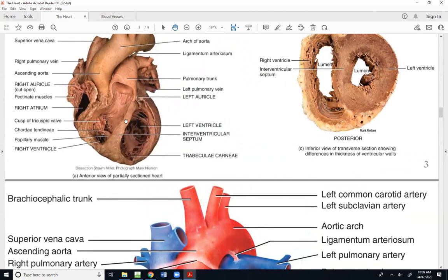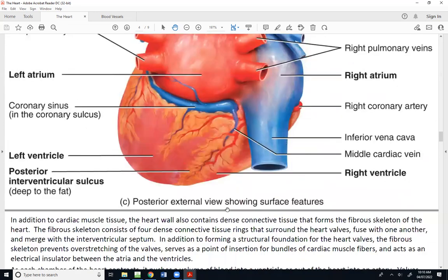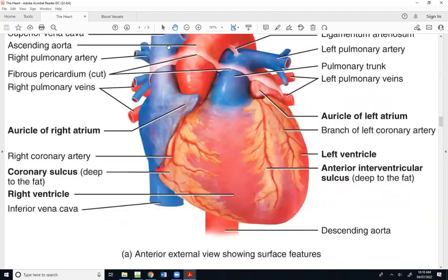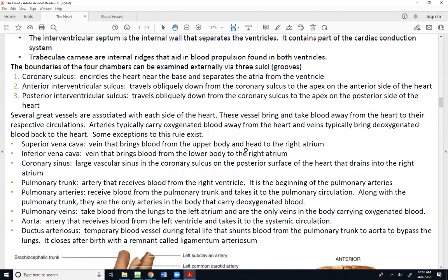Okay. The interventricular septum is the wall, and it's on the inside of the heart between the two ventricles. Okay. The interventricular sulci, anterior and posterior, are just the depressions. Okay, and you can see there's fat in those areas between the two ventricles. Okay, hopefully that's as simple as that.